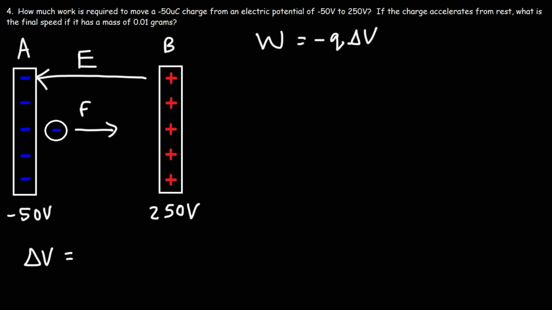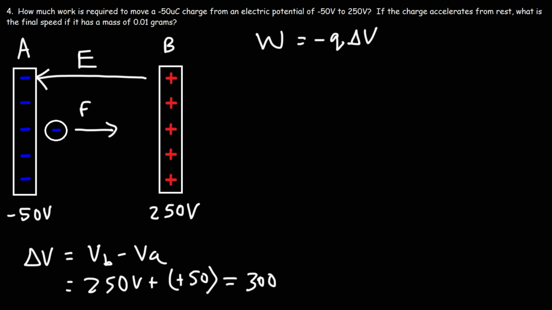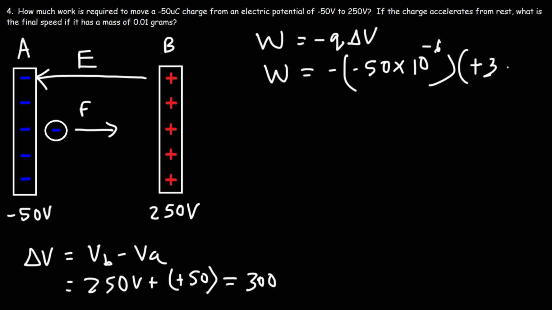Because the potential is increasing, the voltage should have a positive sign. So it's being accelerated across a positive voltage. Delta V is going to be VB minus VA. The final potential that it experiences is 250. The initial potential is negative 50. So 250 minus negative 50 is 250 plus 50, so that's 300. So we have a negatively charged particle with a charge of negative 50 microcoulombs, accelerating through a potential difference of positive 300 volts.